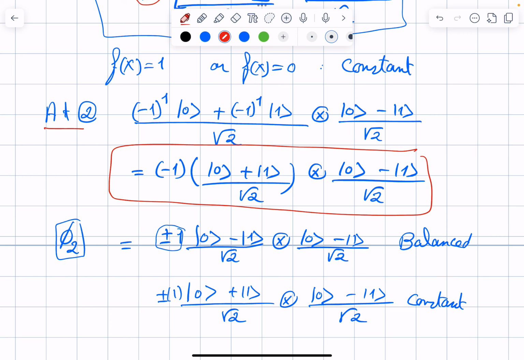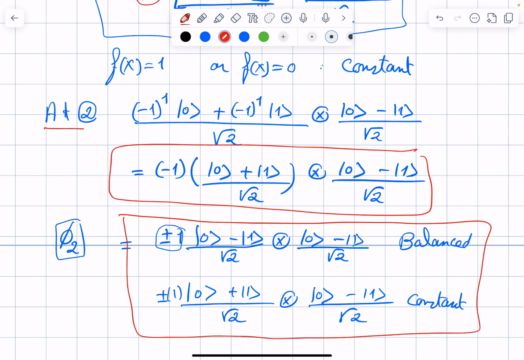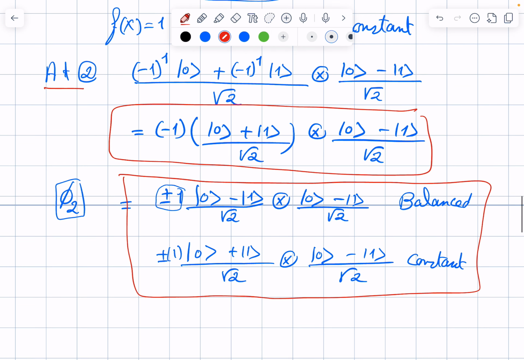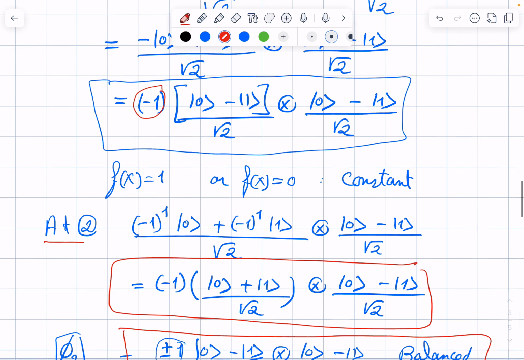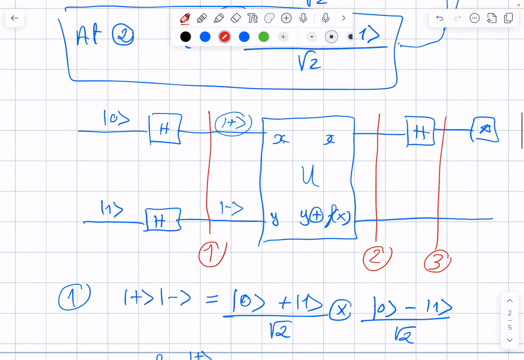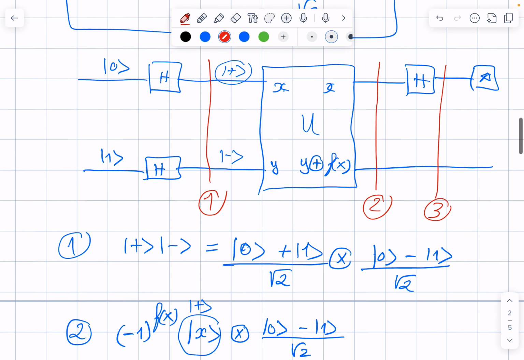So we have these two outputs, or these four outputs, because it has plus or minus in both cases, but it will not differ because, as we know, we are going to take the probability, which is the square of the amplitude, so the negative will disappear. So if we have a balanced function, it's going to be a minus. If we have a constant function, it's going to be plus. But let's remember that we are still at section 2.